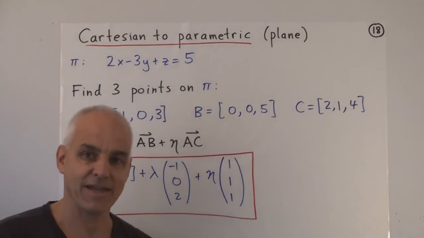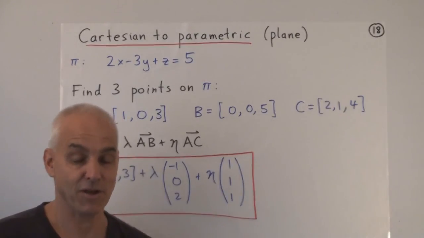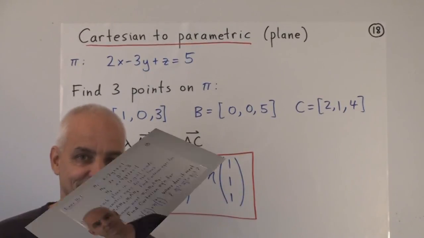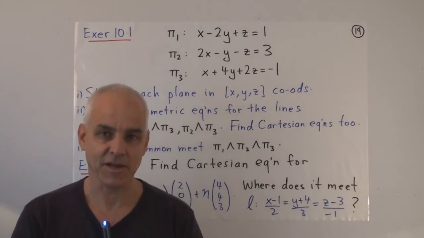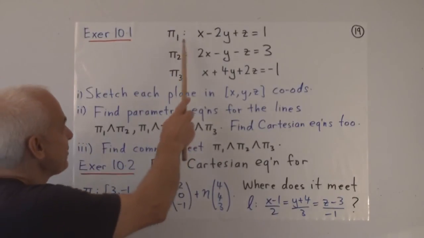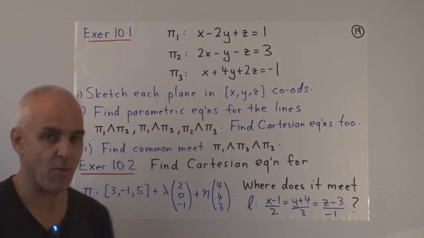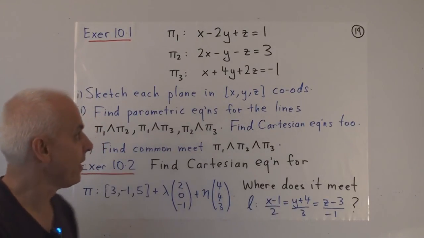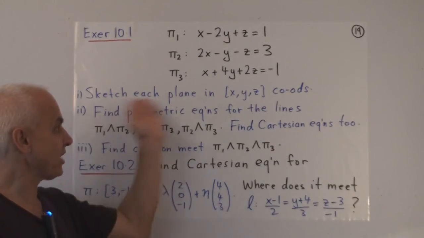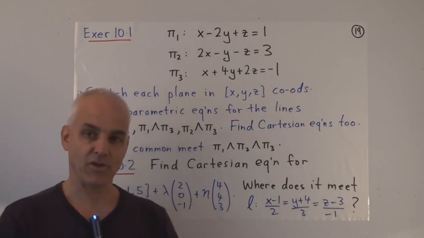Now let's have a look at some exercises. We've done a lot of stuff this lecture. Time for you to practice. All right, only 2 exercises today, but the first one's a little bit long. So our first exercise here are 3 planes. Let's call them pi 1, pi 2, and pi 3. And I want you to practice visualizing things. So first of all, sketch each plane in the usual x, y, z coordinate system.